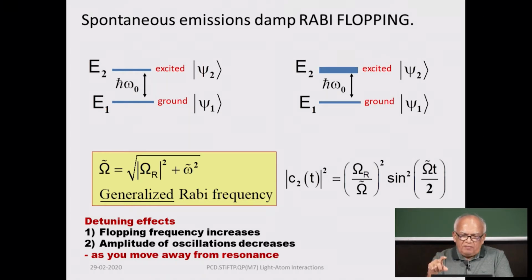So the flopping frequency increased, but the flopping amplitude of oscillation decreased a little bit as you move away from the resonance, because it is scaled by the ratio omega r over omega tilde. Okay, so omega r is the Rabi frequency and omega tilde is the generalized Rabi frequency.